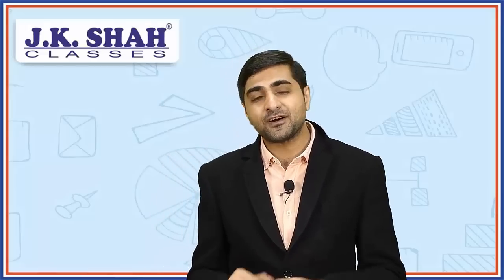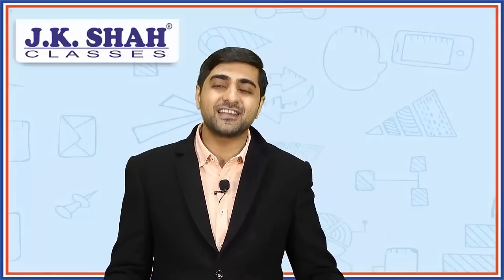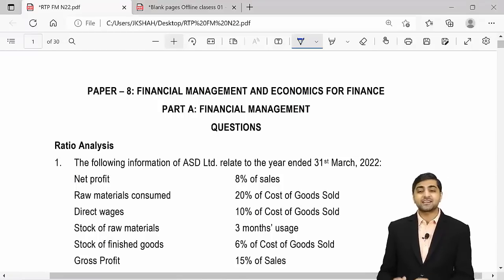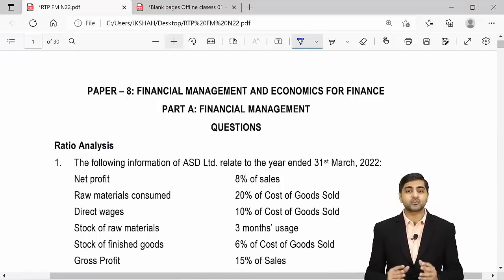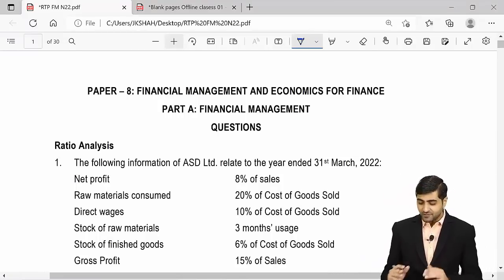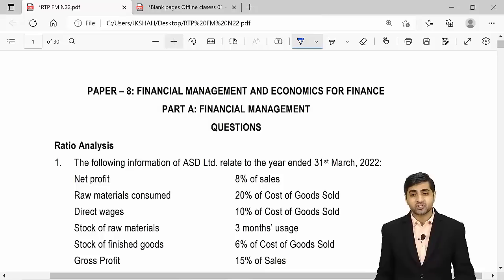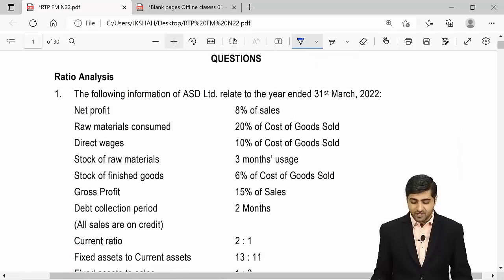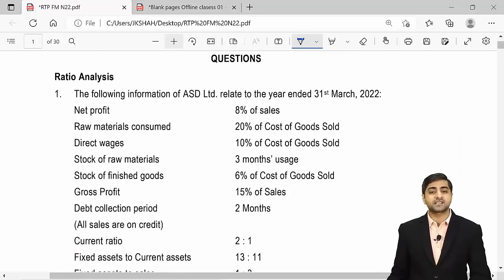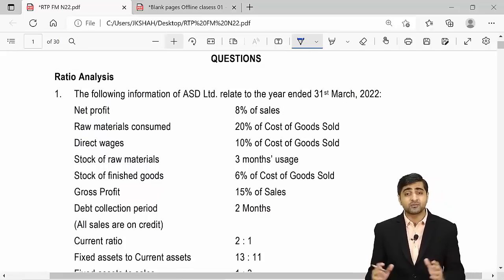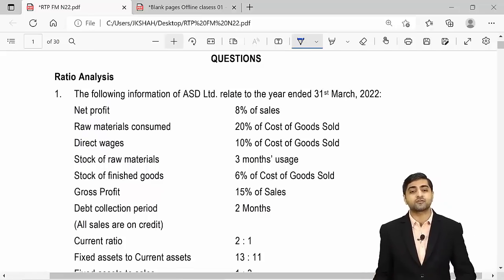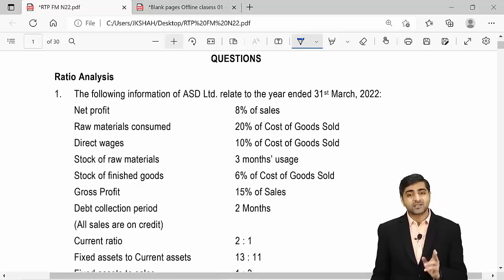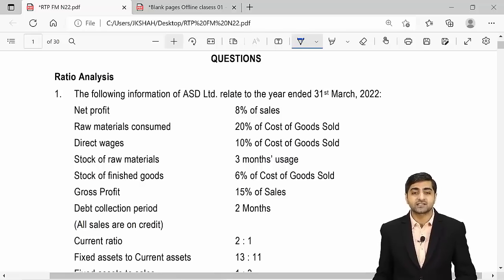We'll be starting with the first question, regarding your ratio analysis. So what is given to you in this question? The following information of ASD Limited relates to the year ended 31st March 22. Here we have the net profit available, which is 8% of sales. Raw material consumed is 20% of cost of goods sold. Direct wages is 10% of your COGS. Stock of raw material is 3 months usage.